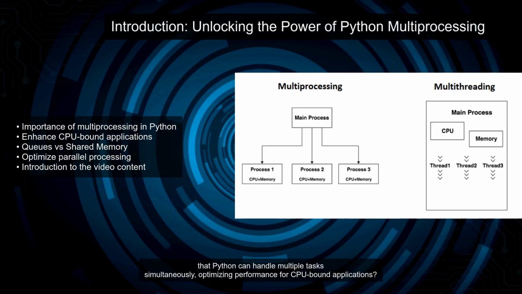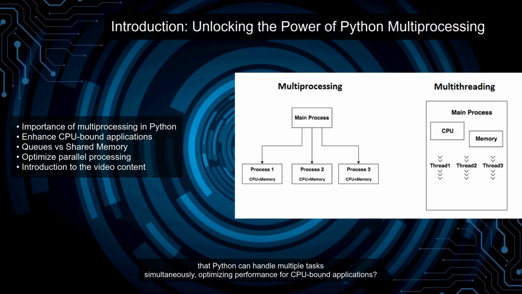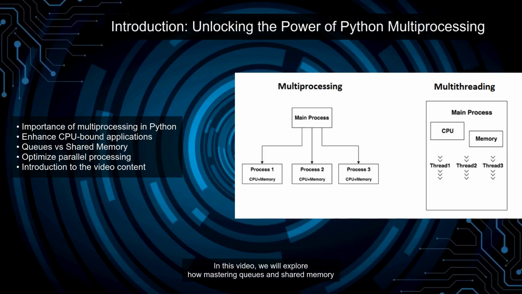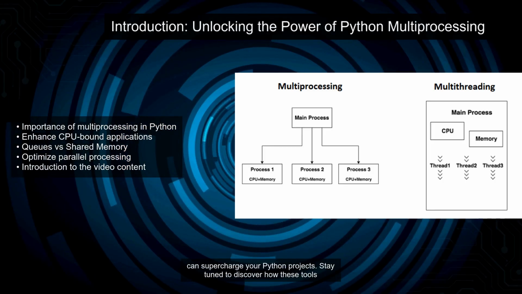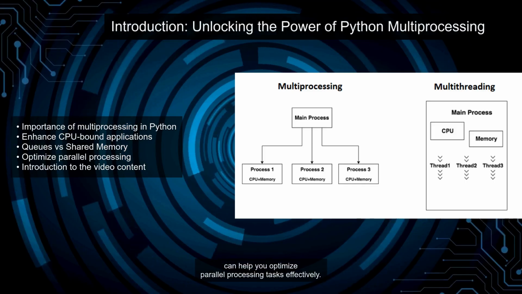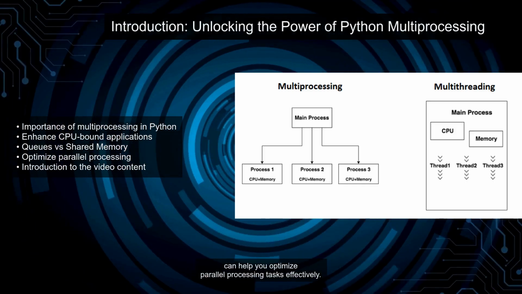Did you know that Python can handle multiple tasks simultaneously, optimizing performance for CPU-bound applications? In this video, we will explore how mastering queues and shared memory can supercharge your Python projects. Stay tuned to discover how these tools can help you optimize parallel processing tasks effectively.